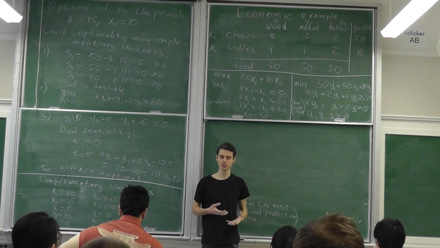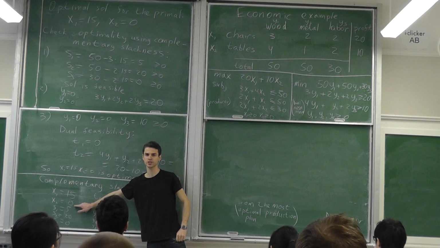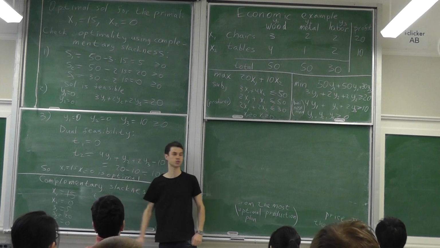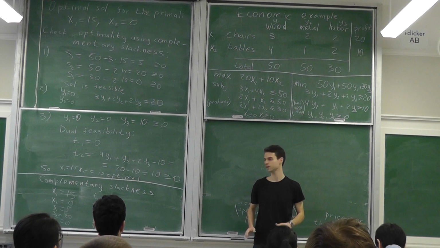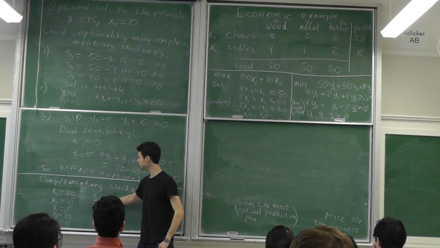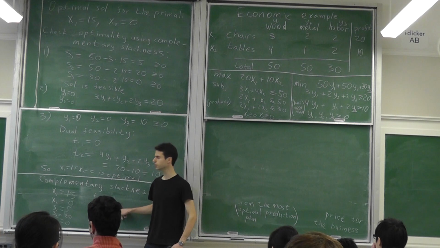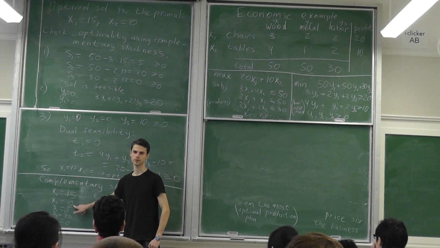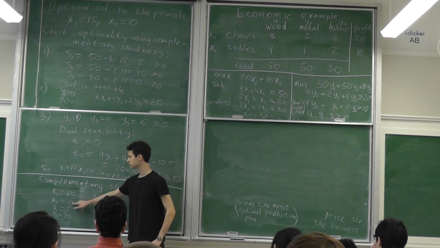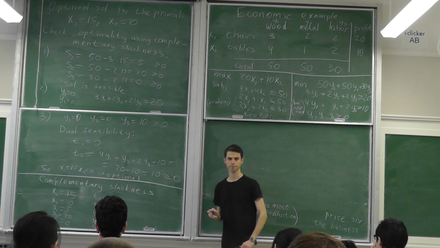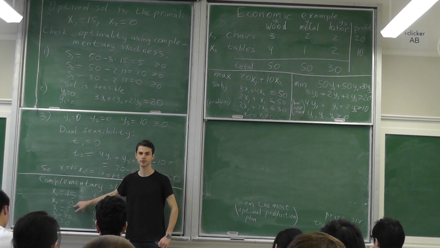The answer is no, he's not stupid. He knows in advance that he's not going to produce the tables. So this part is irrelevant for him. He doesn't care how much he will pay for the resources for the tables, because he's not going to produce the tables. So if he overpays, he actually knew that he's not going to produce the tables. If this number is not 0, then this number must be 0. So that's the interpretation of this kind of slackness. If the dual constraint is slack, the corresponding original variable must be equal to 0.